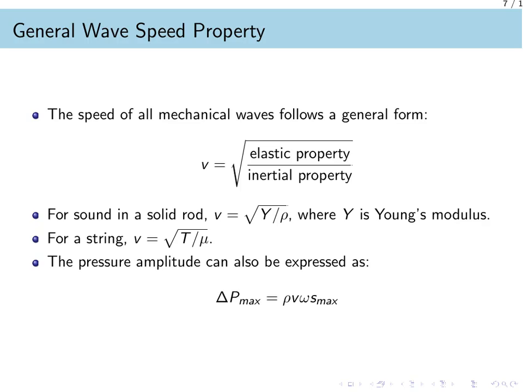Instead of using the bulk modulus, we can say the maximum pressure change is equal to the density of the medium times the speed of sound times the angular frequency times the maximum displacement. This version is often more practical because density is easier to measure than the bulk modulus.